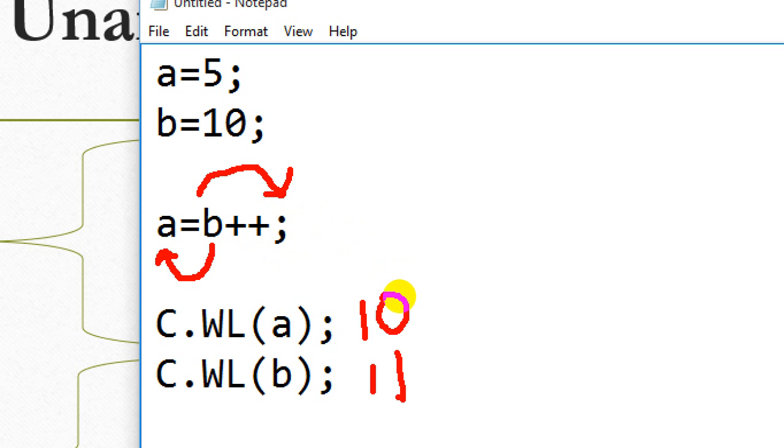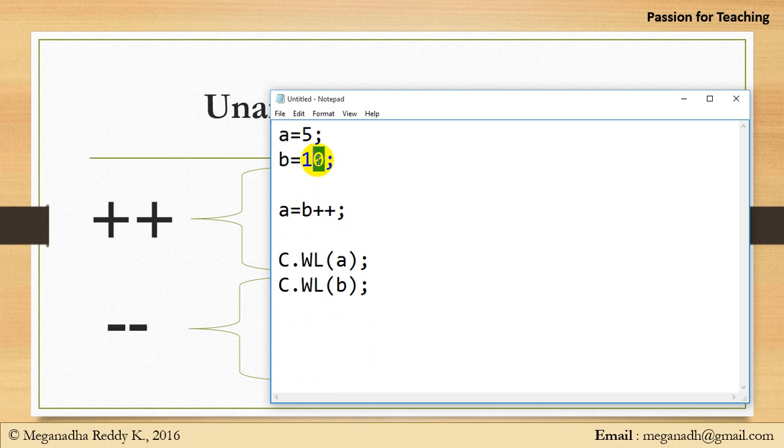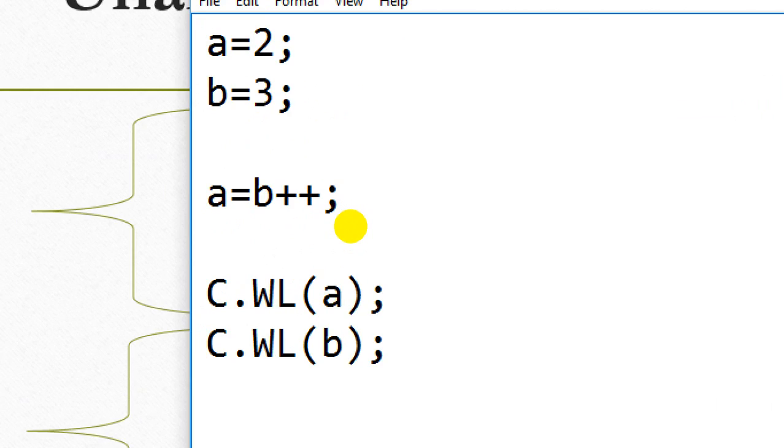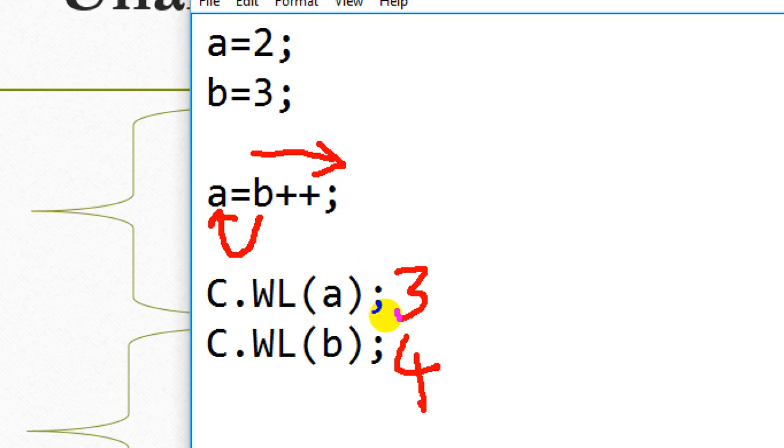Let me explain once again. Let's put a is equal to 1 and b is equal to 3. Again it is a is equal to b plus plus. First the value of b will be assigned to a, so a value will be 3, and then the b value will get incremented, so b value will be 4. So plus plus means that it will increment the value by 1.